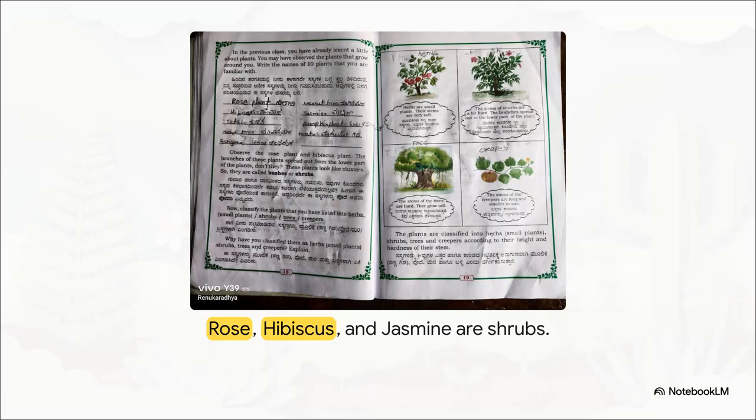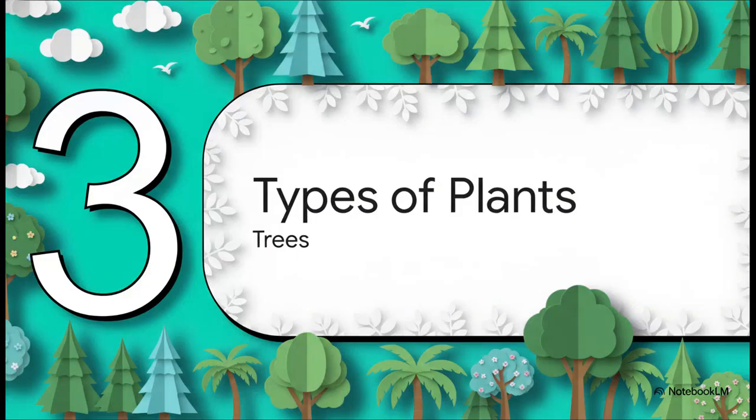Some common examples of shrubs include the rose, hibiscus, jasmine, and the cotton plant. Seeing them grouped like this really highlights just how varied and, frankly, how beautiful this medium-sized classification can be for our surroundings.